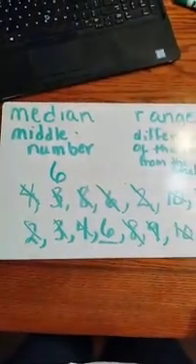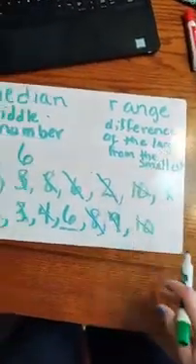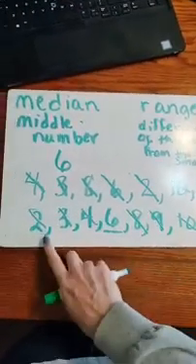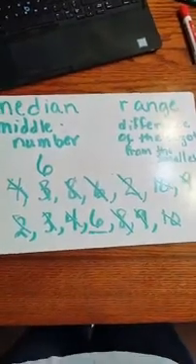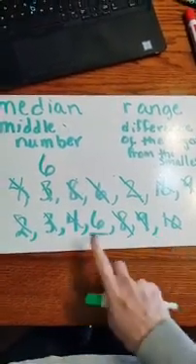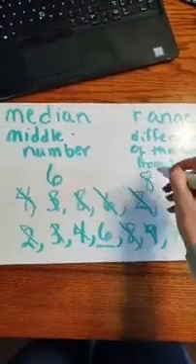Okay? Now, we said the range is the difference from the largest to the smallest. So I can see my largest is 10 and my smallest is 2. And I said I want the difference. Difference means we're going to subtract. So 10 minus 2 is 8. So I found my range is 8.